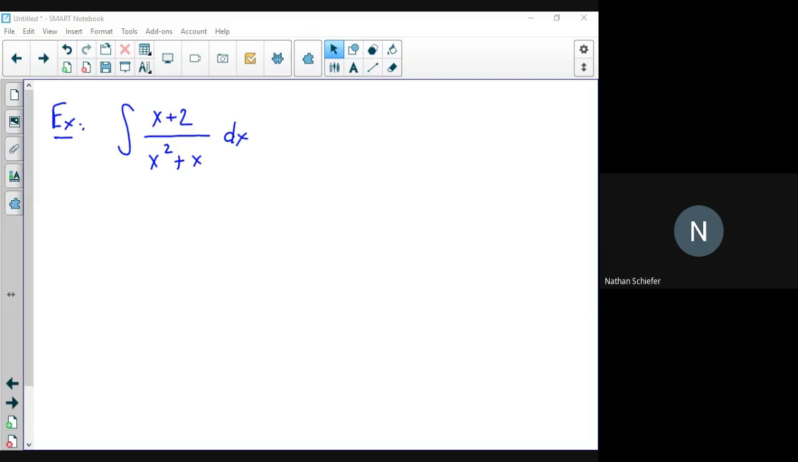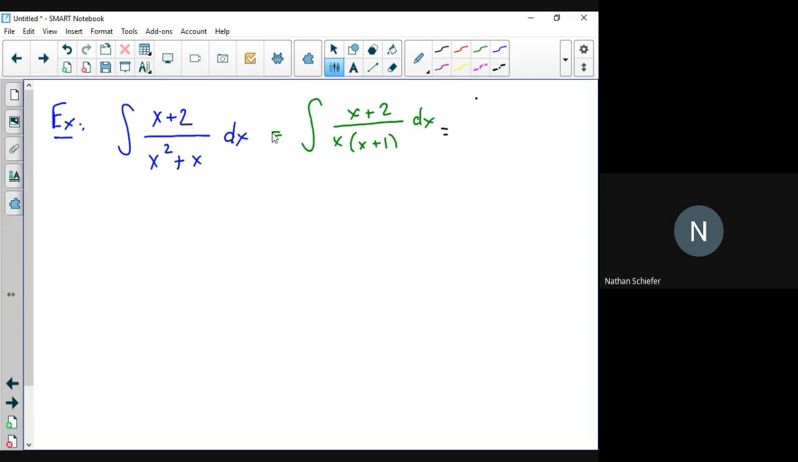All right, let's see what we got for this. First of all, how does this factor in the denominator? We have an x times x plus 1. Numerator is x plus 2. And so therefore, we want to split this into an integral of something over x plus something over x plus 1. So my somethings are going to be an a and a b.